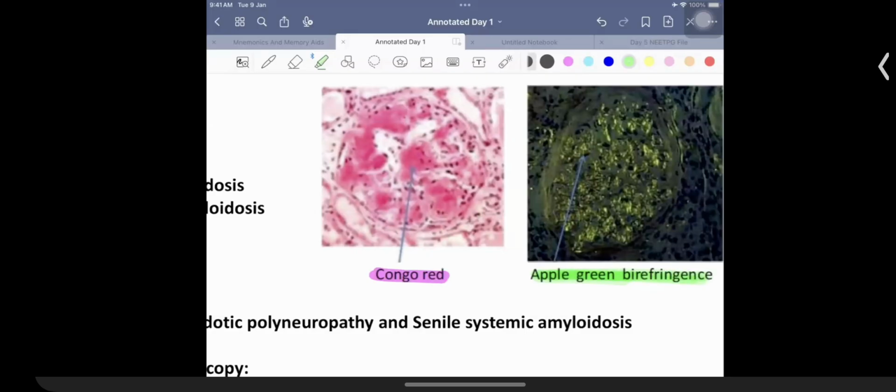Apple green birefringence. Yeah. Dinner break we're going to be having at around 9:30 or so. Let us just finish GPath first here.